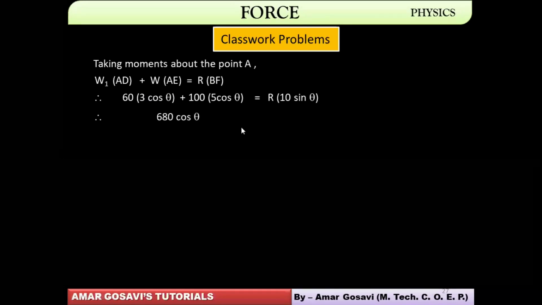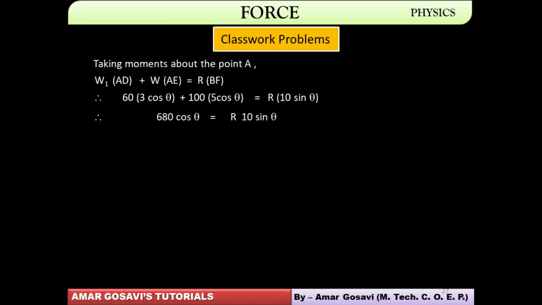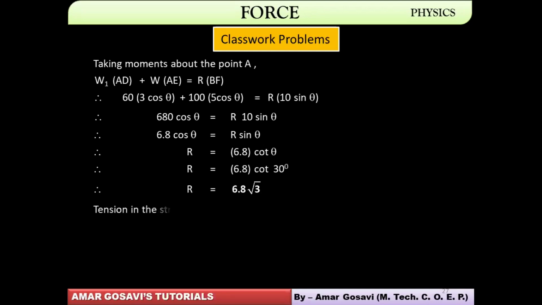When you solve it, once you put the value of theta, you can work it out. 6.8 cos theta would be R sin theta. So in a way, you can see R will be 6.8 cot theta. We know the value of theta, right? So cot 30 is root 3. So we get the reaction offered by the wall on the ladder as 6.8 root 3 Newton, or whatever, kg weight in that case. We have not multiplied it by 9.8.